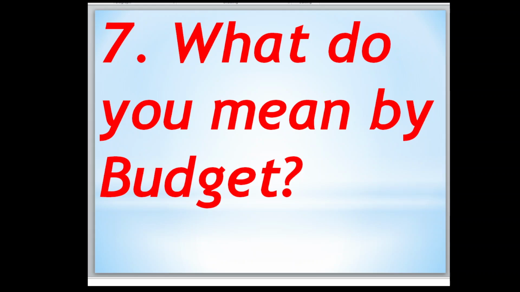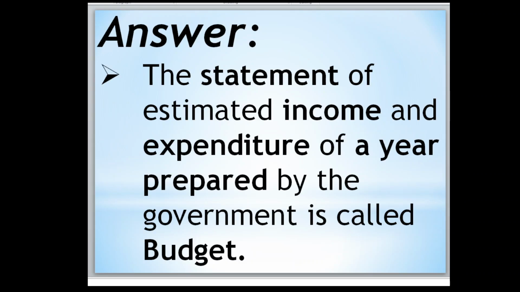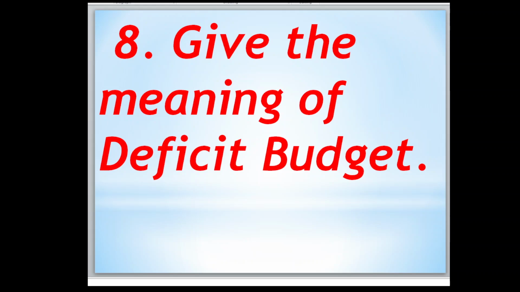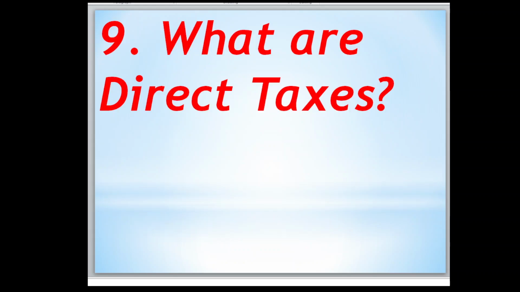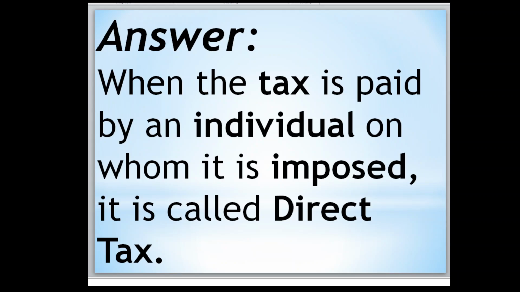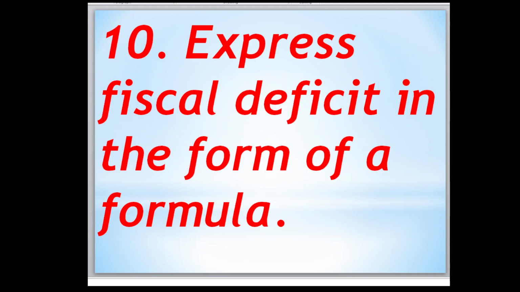What do you mean by budget? The statement of estimated income and expenditure of a year prepared by the government is called the budget. Now move to the next. Give the meaning of deficit budget. If the expenditure is more than the income, it is called the deficit budget. Now move to the next. What are direct taxes? When the tax is paid by an individual on whom it is imposed, it is called the direct tax. Now come to the next.